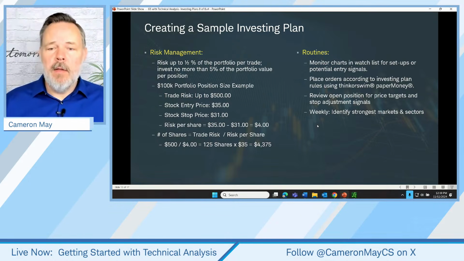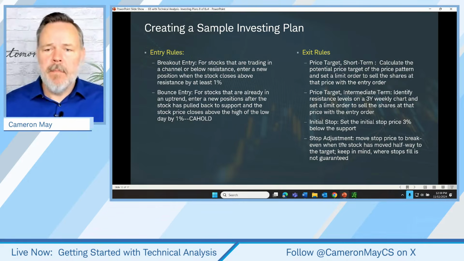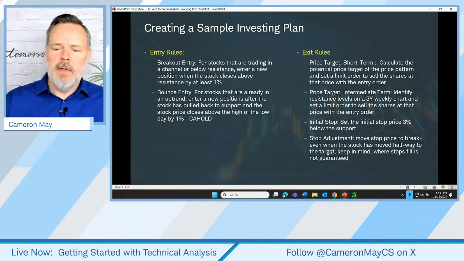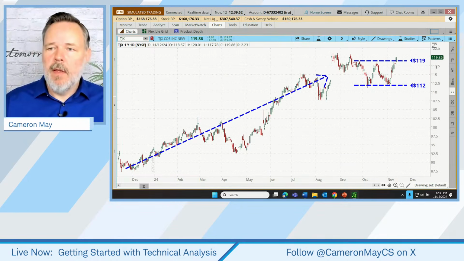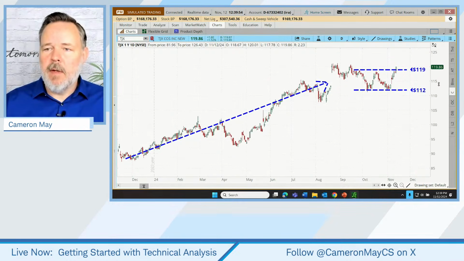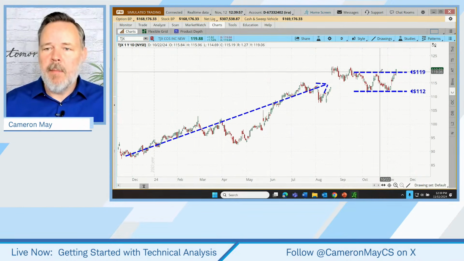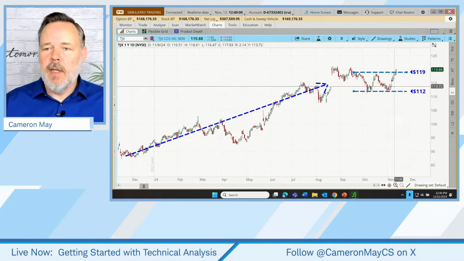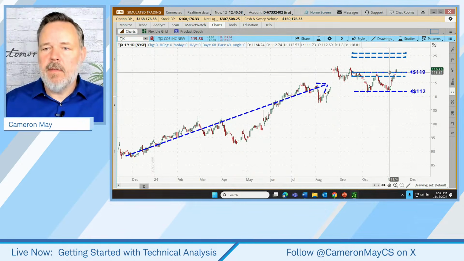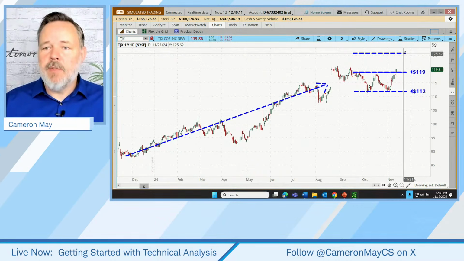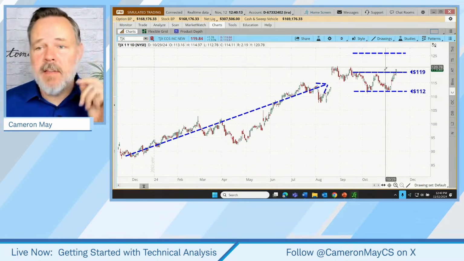So if you recall, our exit plan included a stop adjustment to move our stop price to break even when the stock has moved halfway to the target. What does that mean? So as we go back to Thinkorswim, let me compress our chart here. I'm going to right click on our channel tool, and I want to duplicate it, right click and duplicate that drawing. And this is going to help us to establish where our target is. This is up around that 126 level.